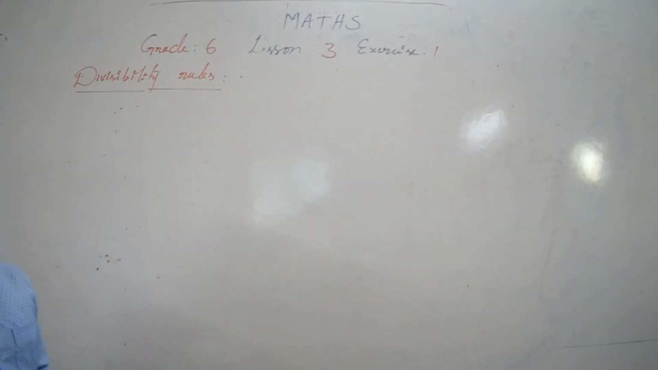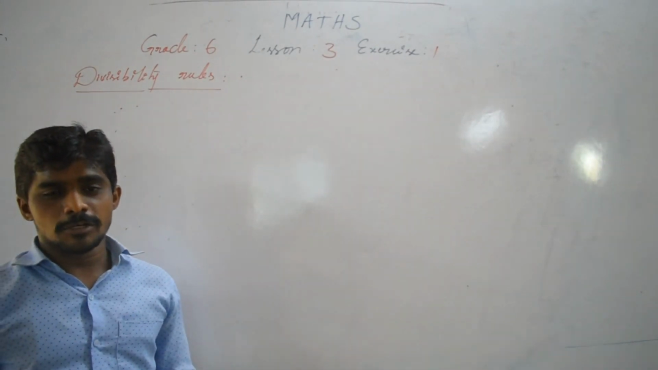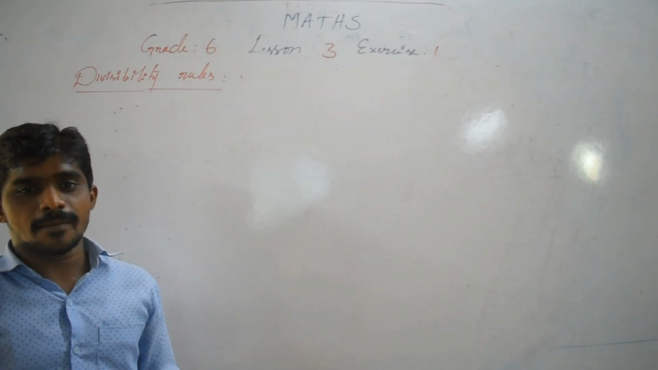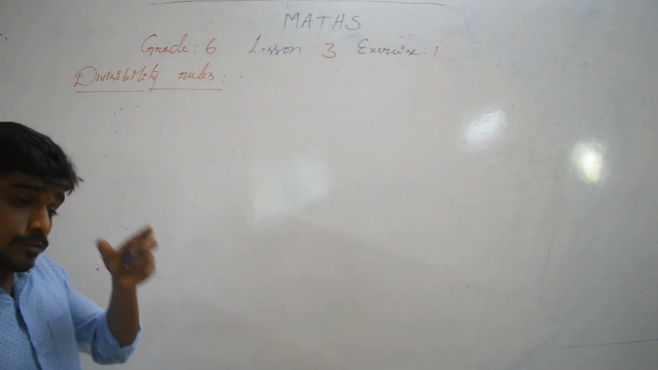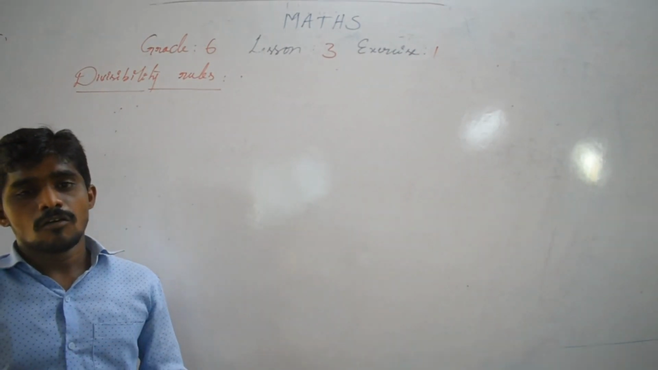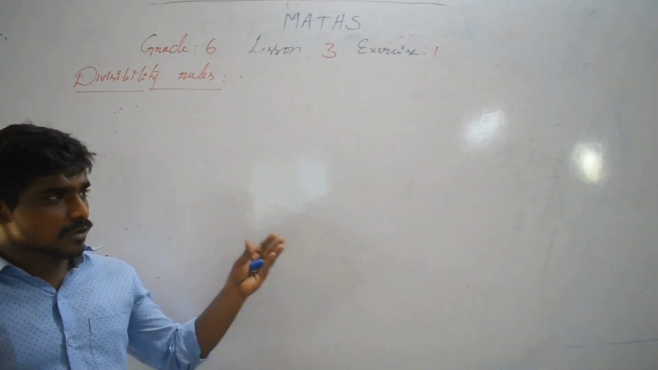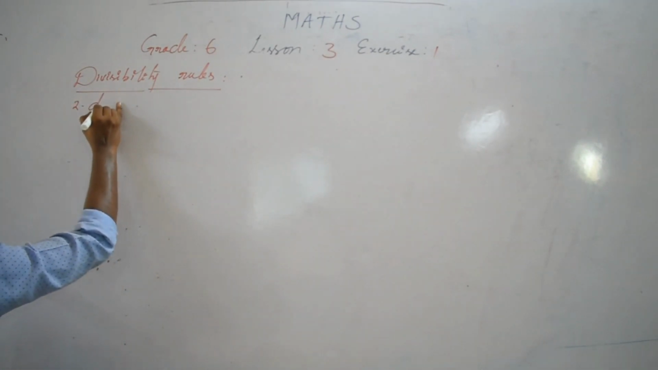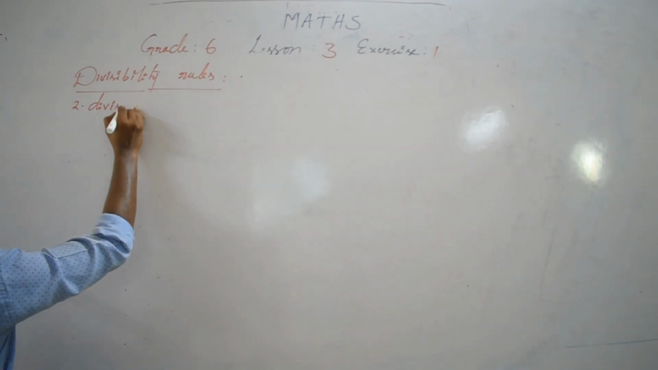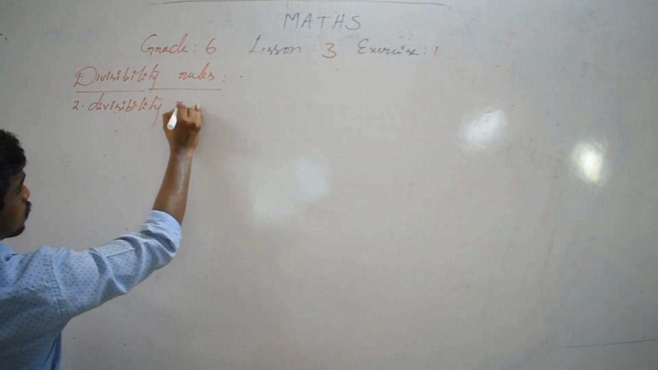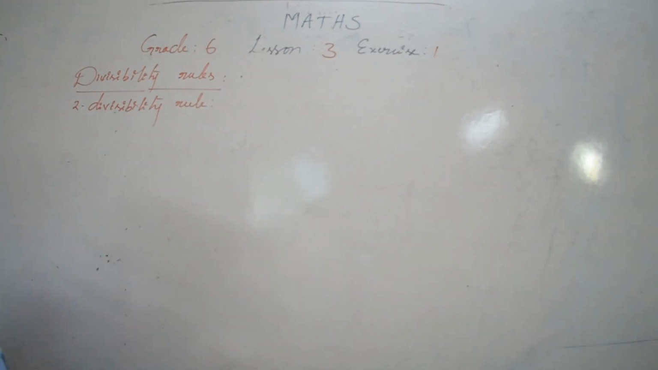So, what is divisibility rules? A number divided by another number, that is a division. So here every number has one particular rule. So what are those rules? Now, the 2 divisibility rule. So what is the 2 divisibility rule?